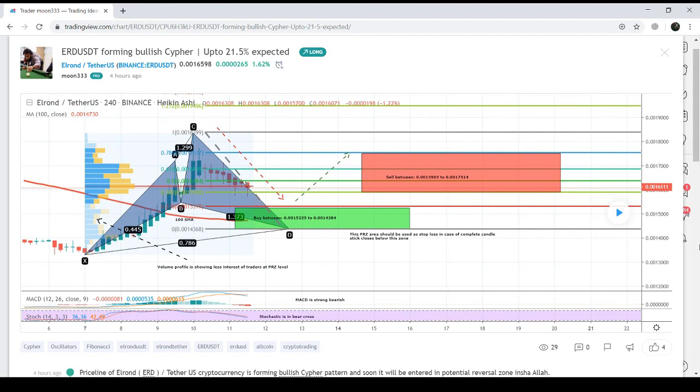Our next coin is ERD US dollar, which is expected to give the profit within the next 24 hours. On this chart, I'm expecting that the last leg of the cipher will be completed and the price action will enter this potential reversal zone soon, because all the legs are driven as required for the cipher pattern.